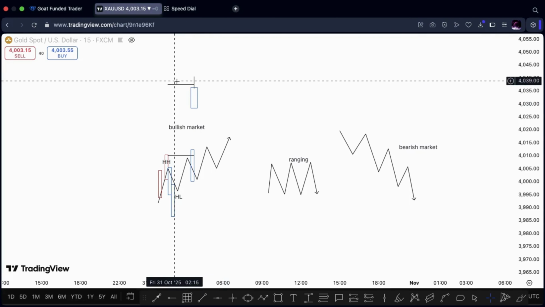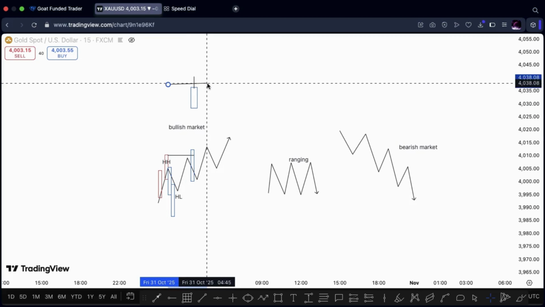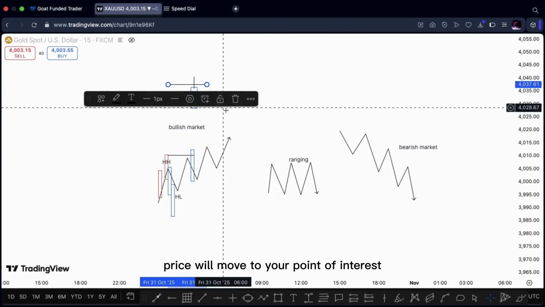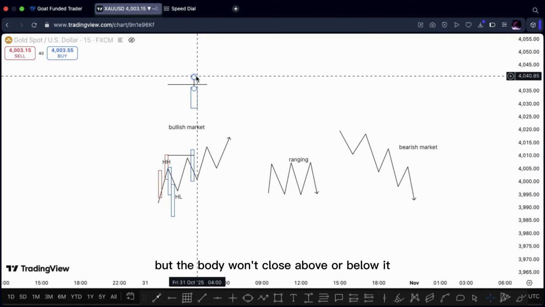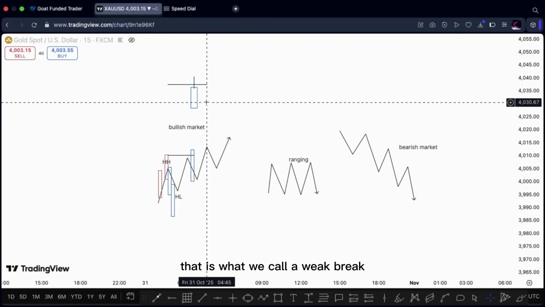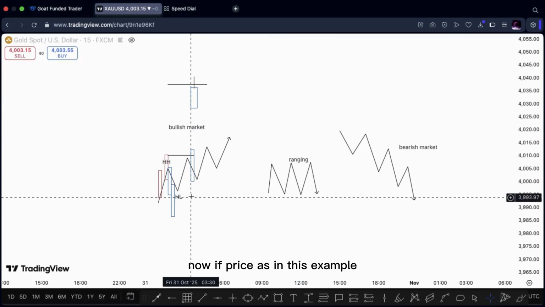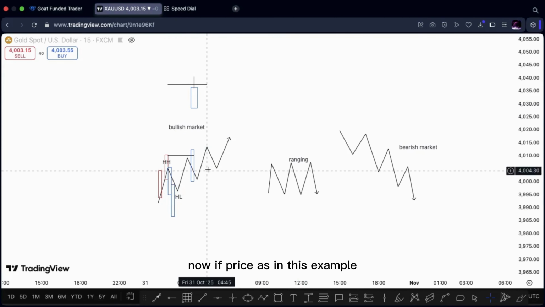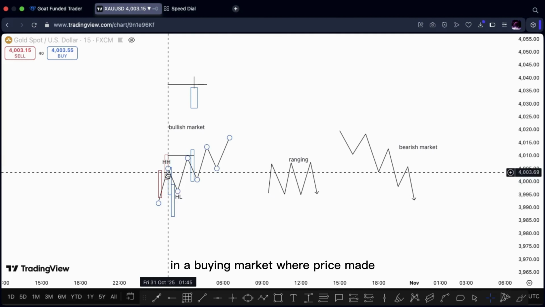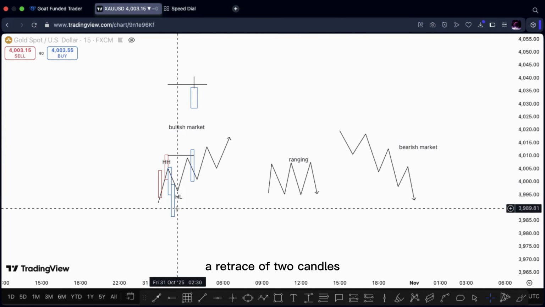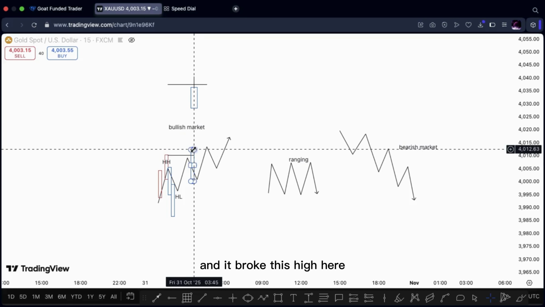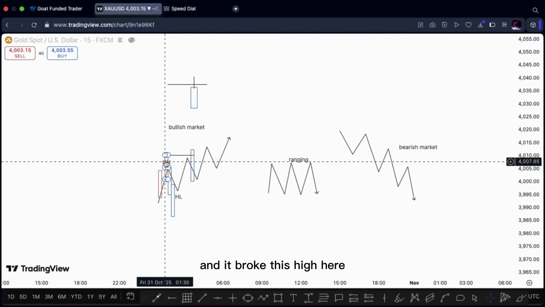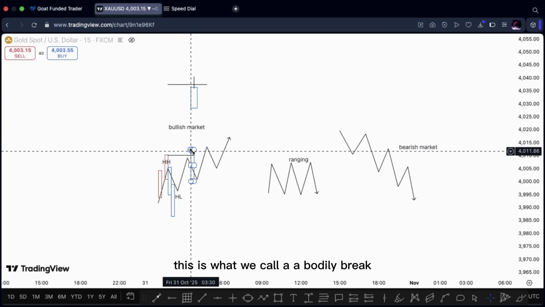Price will move to your point of interest, but the body won't close above or below it. That is what we call a weak break. Now if price, as in this example in a buying market, made a retracement of 2 candles, then pumped to the upside and broke this highest point, this is what we call a bodily break.